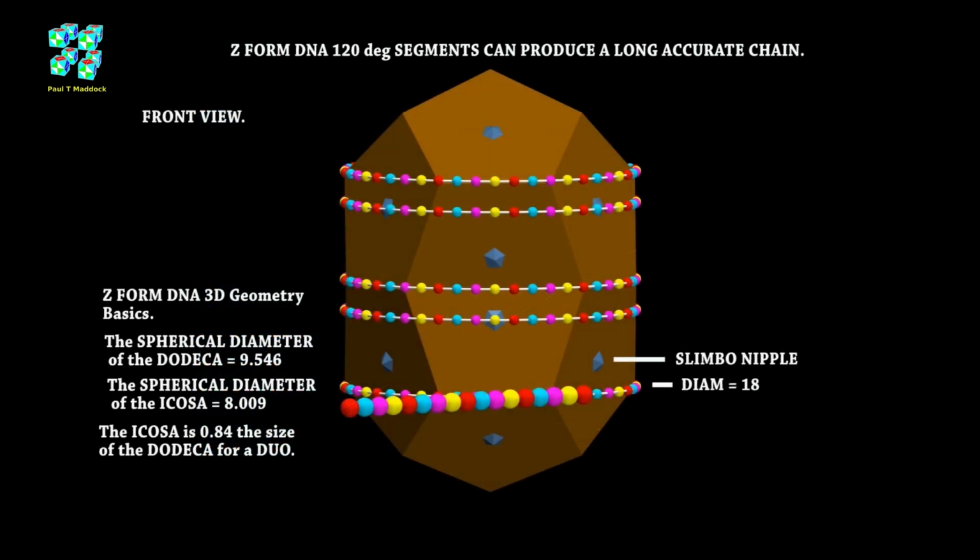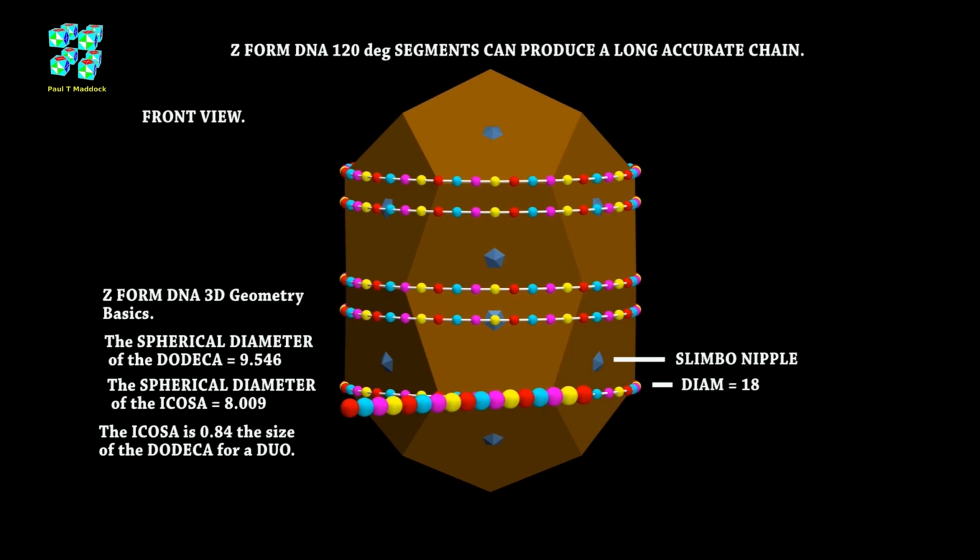Now this is a bit different again, and after a bit of research, I see that it's coming from the dodeca and icosa. Now if you look at the dodeca face, you see a little nipple of the icosa sticking out. I call this the slimbo nipple. The spherical diameter of the dodeca is 9.546 and the spherical diameter of the icosa is 8.009. So this makes the icosa 0.84 the diameter of the dodeca.